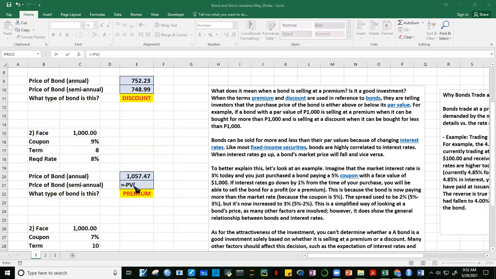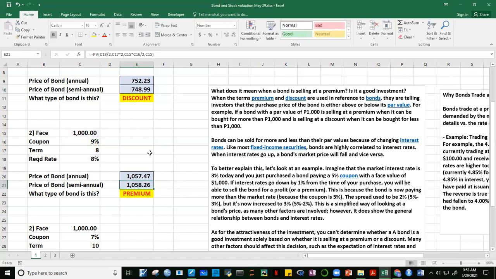Okay, so our rate is 8%, but we have to divide this by 2 because this is semi-annual. Comma, NPER is 8 years, but we have to multiply this by 2 kasi magiging 16 periods yan. PMT is 1,000 times 9%, then we have to divide it by 2. And then the future value is 1,000. The type we ignore because this is usually annuity due.